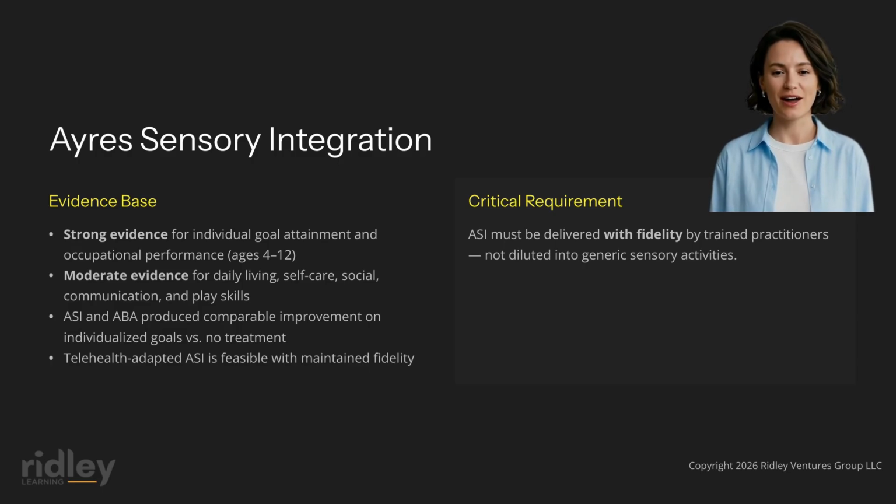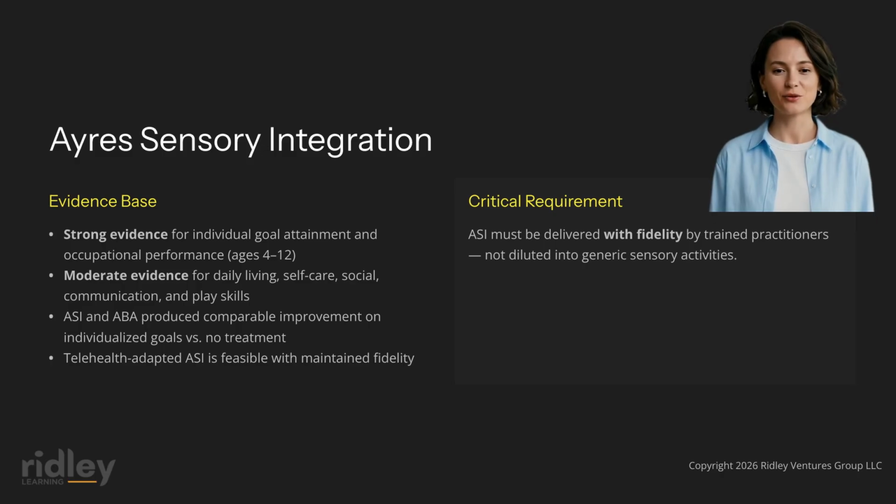Sciano and colleagues' 2026 feasibility trial of a telehealth-adapted ASI intervention reported high parent and interventionist satisfaction, measurable improvements in individualized goals and functional skills, a decrease in autism symptomatology, and maintenance of fidelity. This is evidence that the access barriers to ASI may be more tractable than historically assumed.